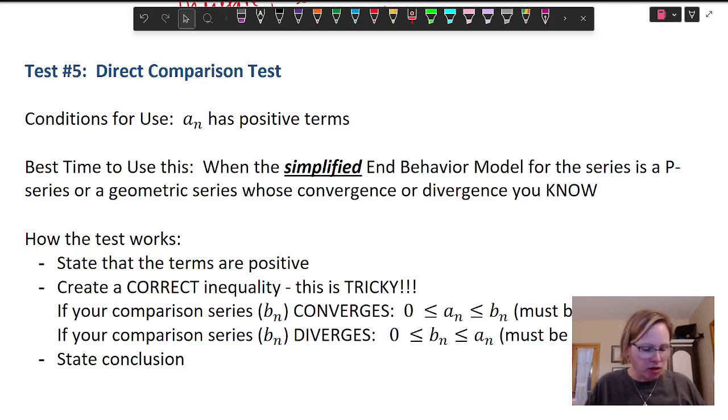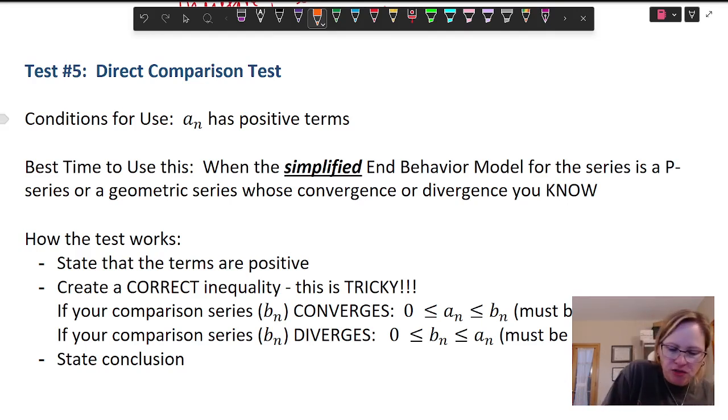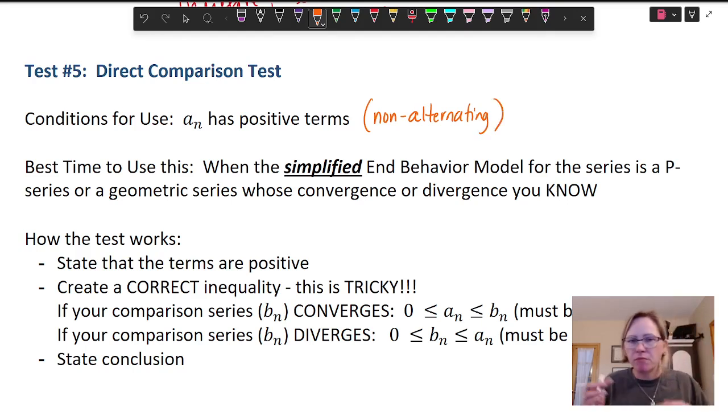So how does it work? Well, the condition that we need to use this is that a of n, our rule, has to create positive terms. So in other words, we have a non-alternating series. Anytime we're doing these comparison tests, all of them except for one require positive terms. So the condition you're going to give right off the bat for any of these convergence tests is that we've got positive terms. In other words, it's non-alternating. That's probably the biggest thing that we're looking at.